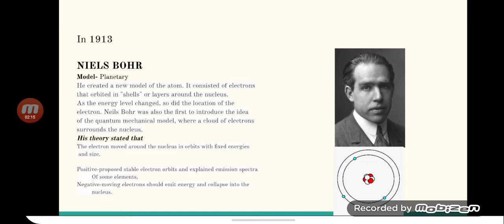Niels Bohr was also the first to introduce the idea of the quantum mechanical model, where a cloud of electrons surrounds the nucleus. His theory stated that the electron moved around the nucleus in orbits with fixed energies and size. Positives of this model were that it proposed stable electron orbits and explained emission spectra of some elements. The negative was that moving electrons should emit energy and collapse into the nucleus.